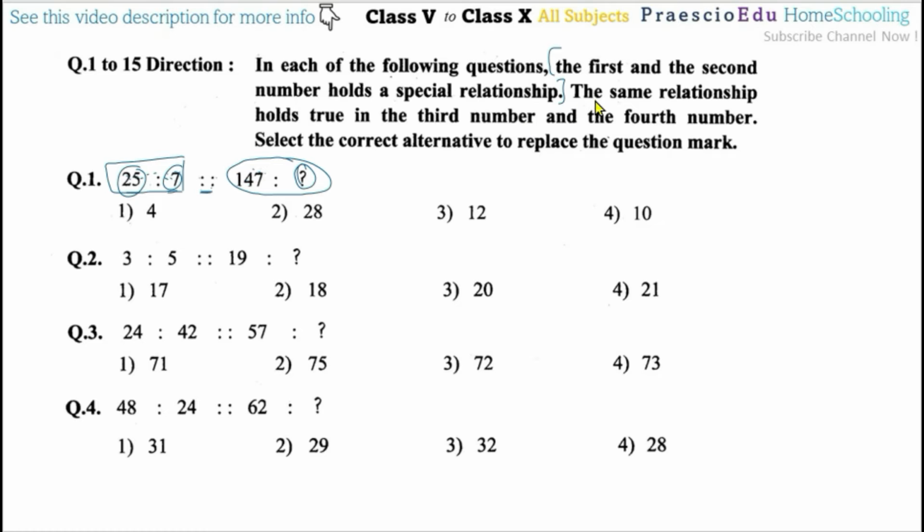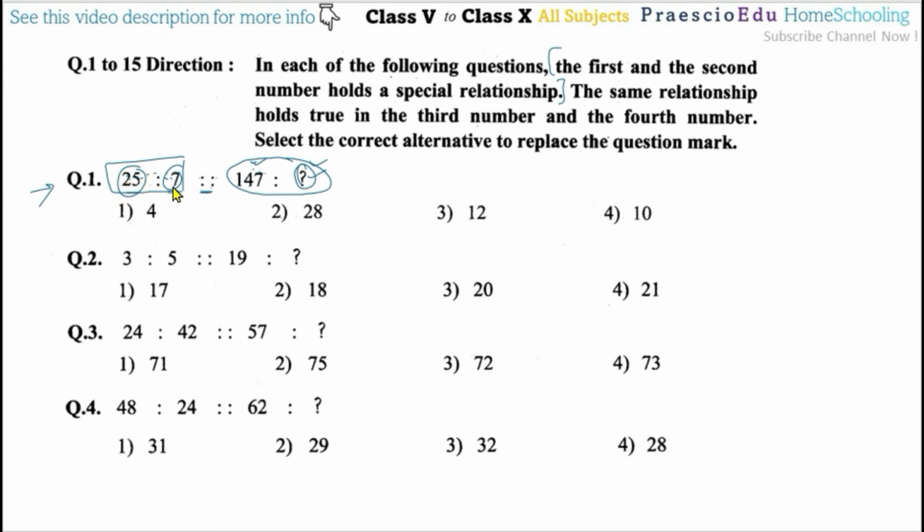The same relation holds for the third number and the fourth number. Third means this third number, or term, and the fourth number. Select the correct alternative to replace the question mark. To replace this question mark, we have to choose the correct alternative from the options. Now we are going to see the questions. Question number 1 is there.